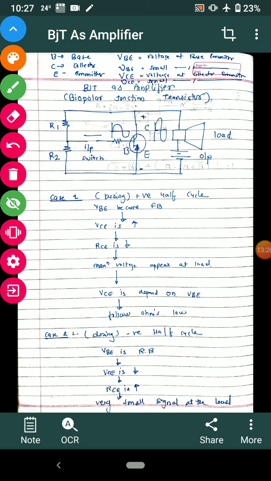So this is the simplified explanation of NPN BJT as amplifier. You can just remember this flow chart, and you can easily write it and get excellent marks in exams.